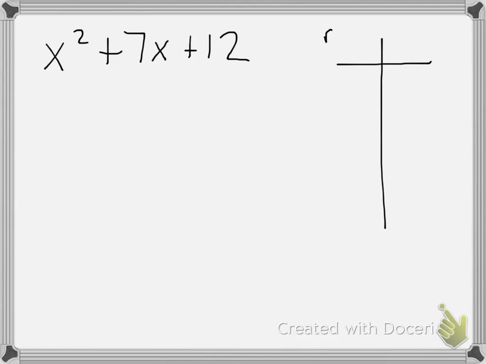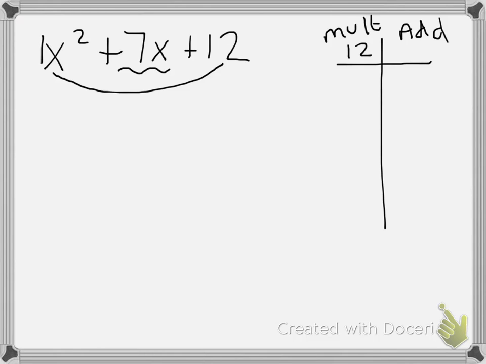Try this one. X squared plus 7x plus 12. So try to think back to the last example. What am I looking for? I'm looking for two numbers, and what am I wanting them to multiply and add to? I'm wanting them to multiply to 1 times 12, which is 12, and I'm wanting them to add to positive 7. So if they multiply to a positive and add to a positive, they must both be positive, because a positive times a positive makes a positive.